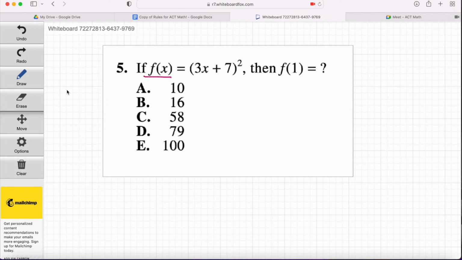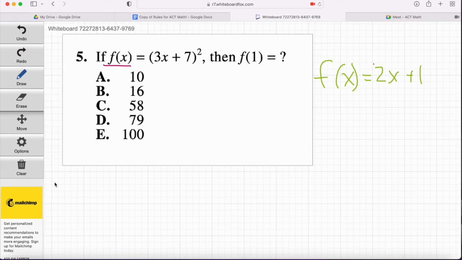So I'd read that as f of x. Before we solve this one, let's talk about functions just in general. I'm going to give you an example of a function just to the right of this question. It's a simple function, but we'll say f of x equals 2x plus 1.